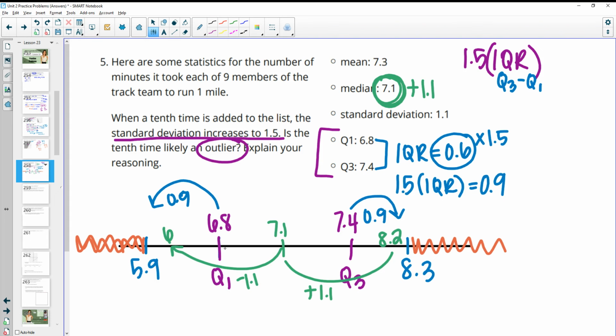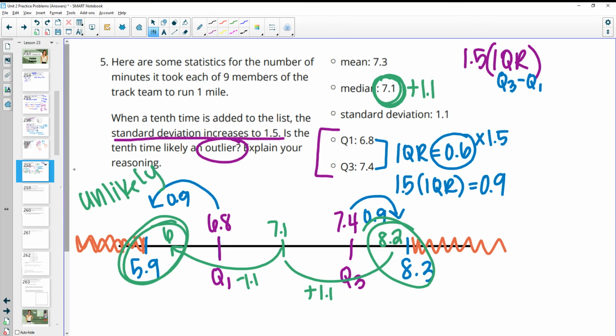And most of your data is going to be within 1 standard deviation. Okay. And then a good chunk more is going to be another standard deviation away. So since these two numbers are super close together, right? 6 and 5.9 are pretty close, and 8.2 and 8.3 are pretty close. It's unlikely that this is an outlier. Okay, so unlikely that that's an outlier.